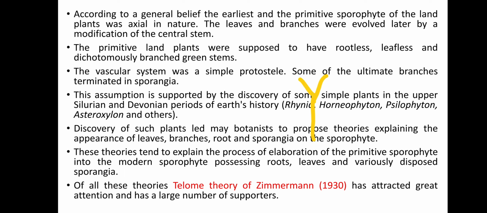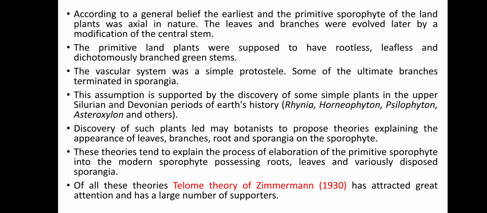Dichotomously branched means like this. The vascular system was a simple protostele. Protostele is the simplest type of stele found in plants. Some of the ultimate branches terminated in sporangia. These assumptions are supported by the discovery of some simple plants in the Upper Silurian and Devonian period of Earth's history, like Rhynia, Horneophyton, Xylophyton, Asteroxylon and others.